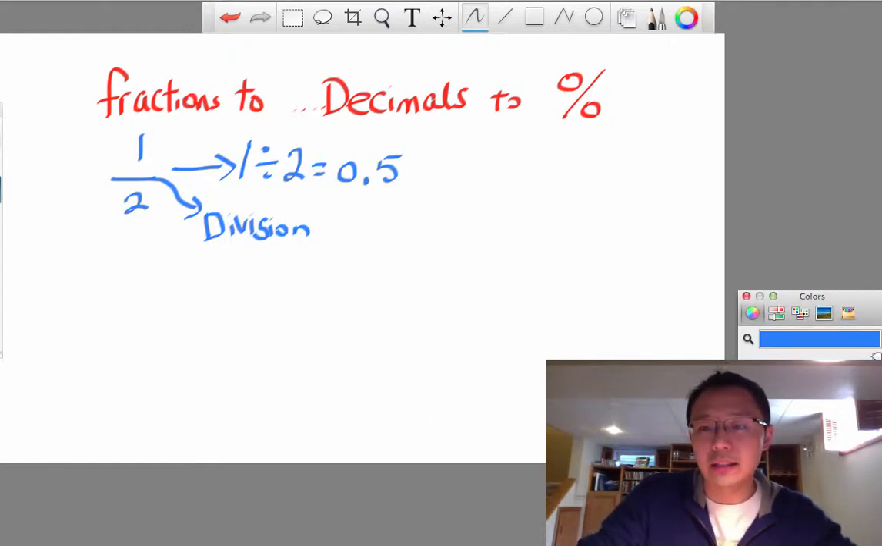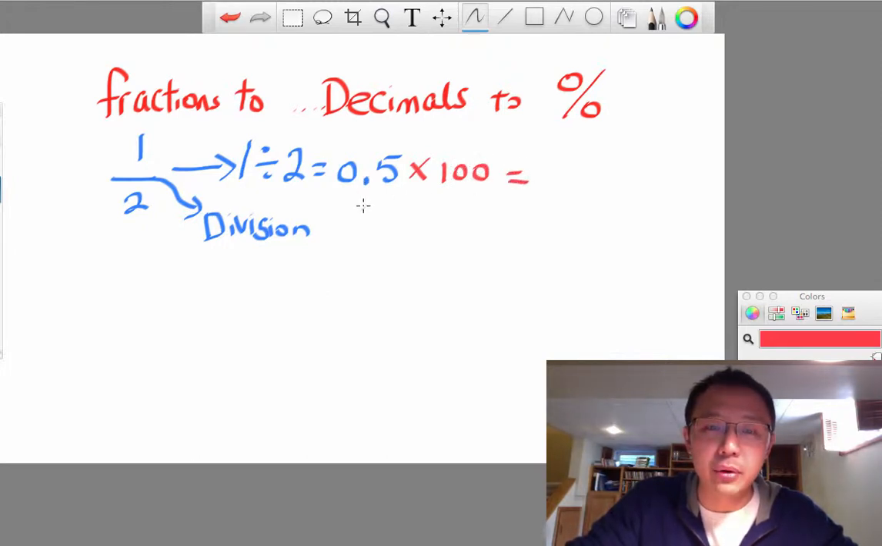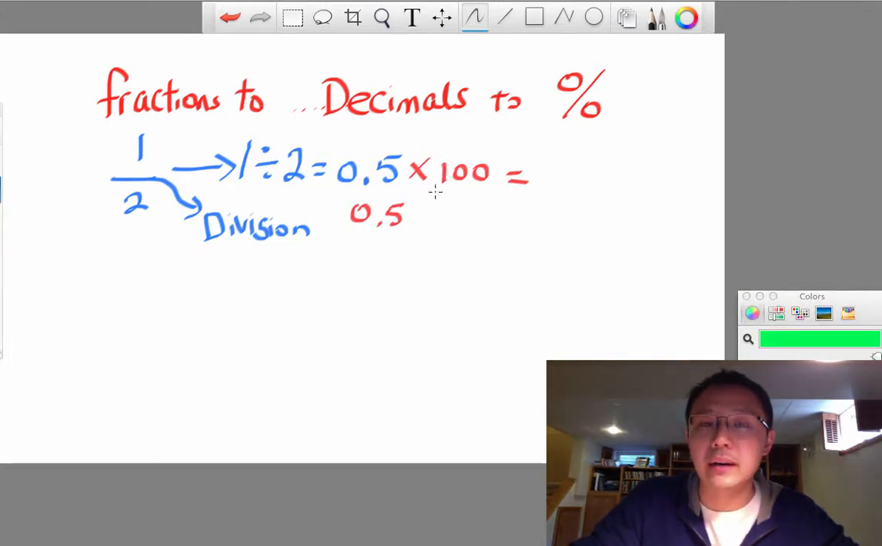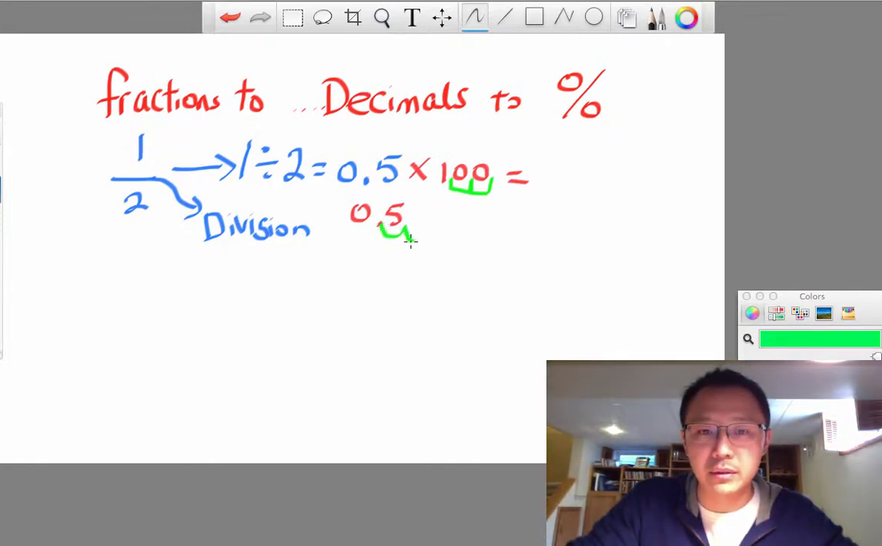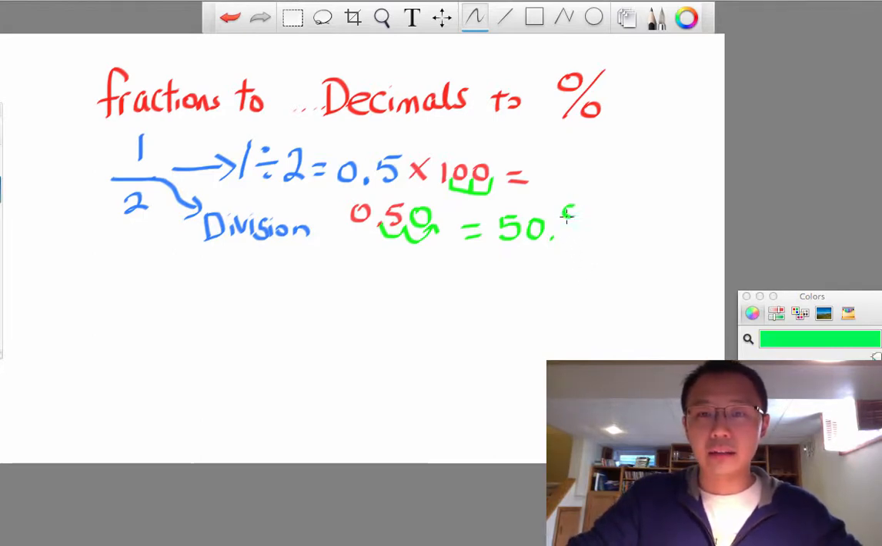And to change this decimal number to percentage, since percentages are out of 100, we're actually just going to multiply by 100. So when you have 0.5 multiplied by 100, a shortcut of this is anytime you multiply by 100 or 10 or 1,000 or million, you're moving the decimal to the number of zeros that you have. Since we have 2 zeros, we're going to move the decimal 2 times to the right. So this is going to give us 50, and the decimal is behind the 0. This is going to be our percentage.